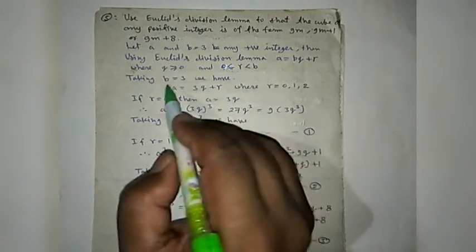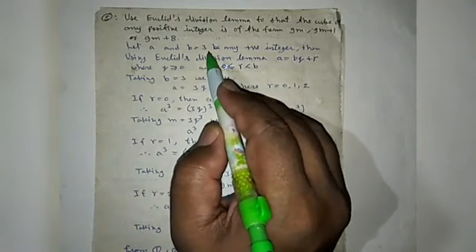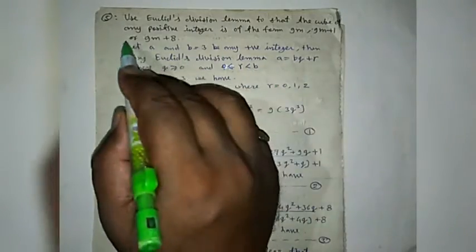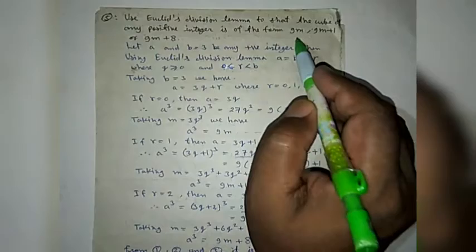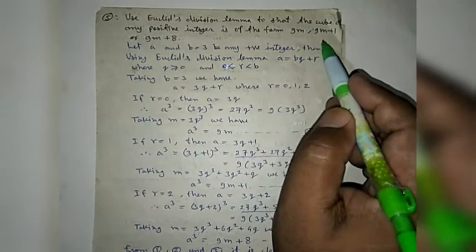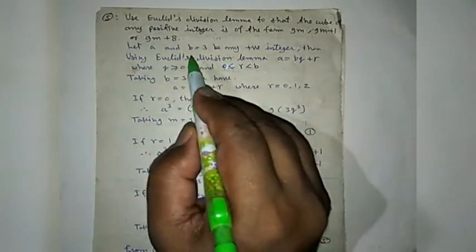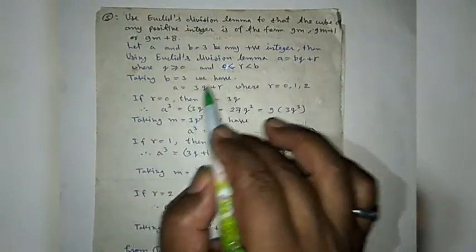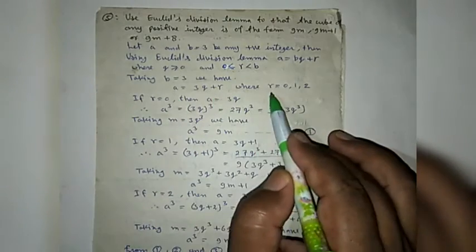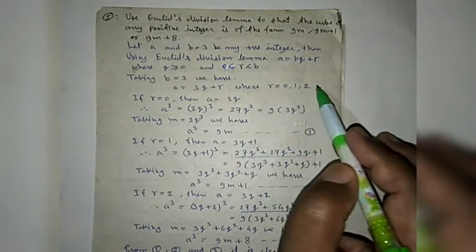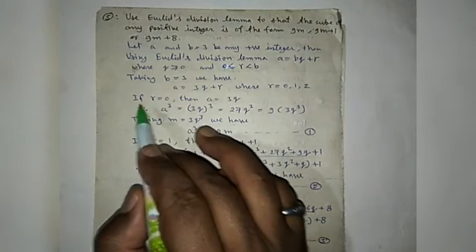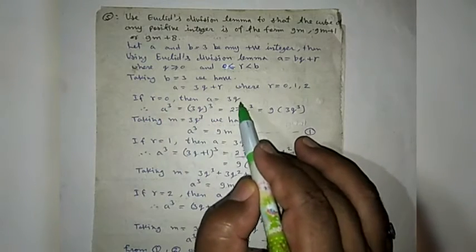So here we take b equal to 3. For the solution, in short, we take 3. You can also take b equal to 9, but it will be 9 cases, so the question will be lengthy. Here, for a short solution, we take b equal to 3. So taking b equal to 3, we have a equal to 3q plus r, where r equal to 0, 1 or 2. In case 1, if r equal to 0, then a equal to 3q.